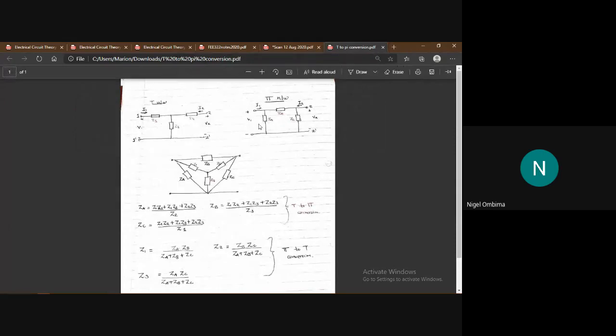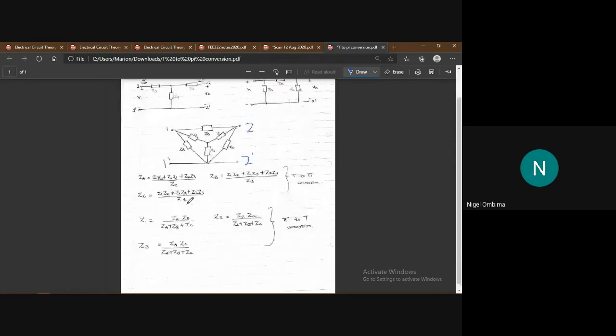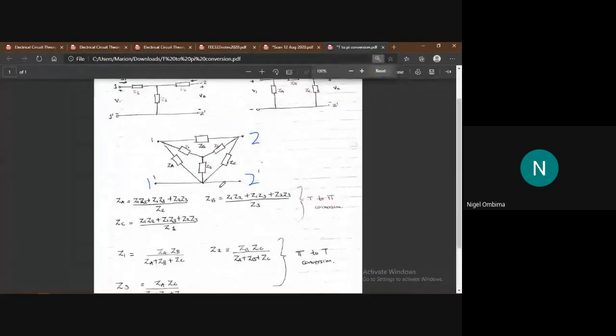It's over here. This is a T network, pi network. There is star delta. The good thing is the exam is open book, so you don't have to cram these things or take a long time to internalize. So this is the input network, input port, this is the output port, V2, and this side V1. So to get ZA, let me zoom in.